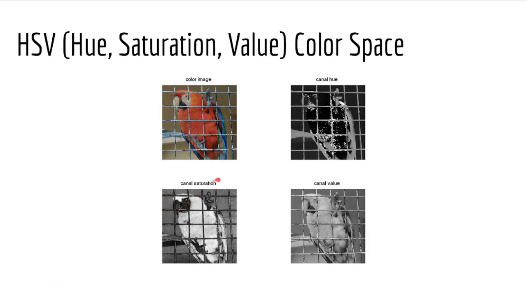We can also see in this one the value, which is the brightness. And we can see again that the bird has a brighter color and the background is a bit darker, so the values here are brighter and then off to the sides is darker.